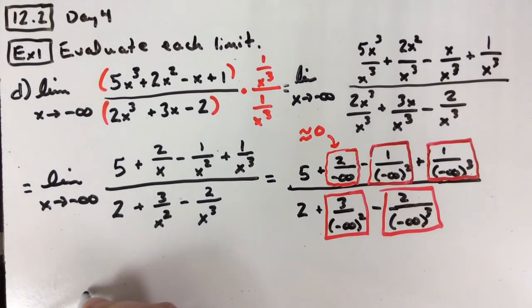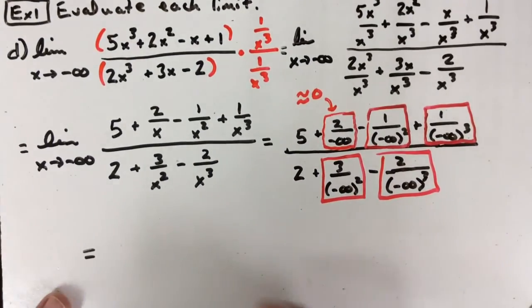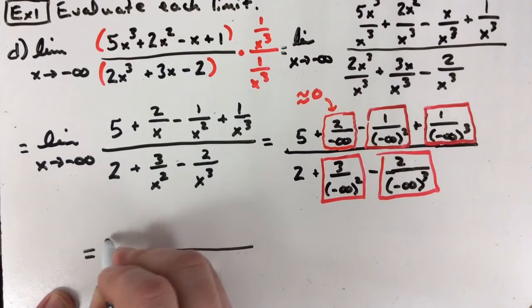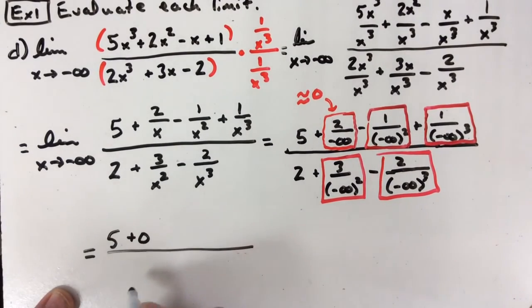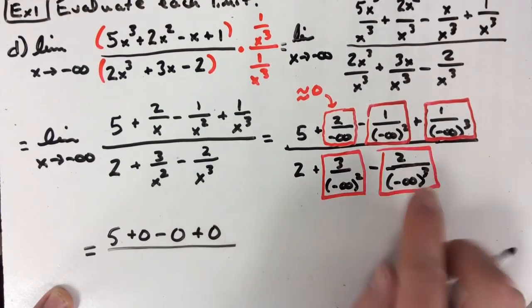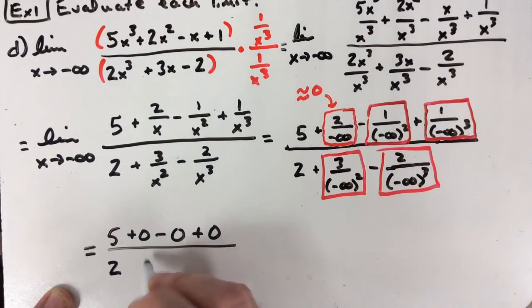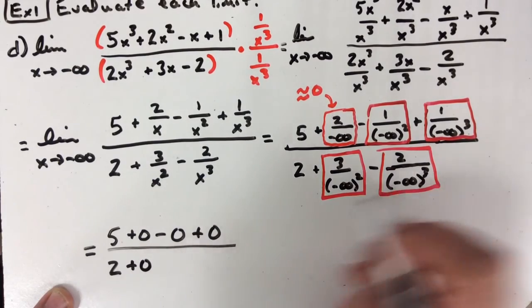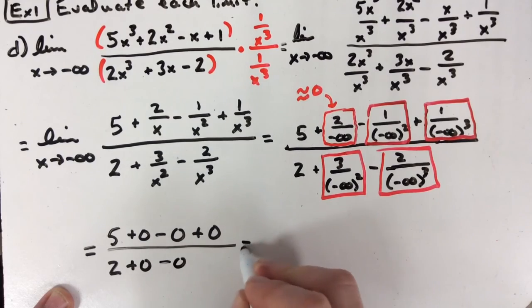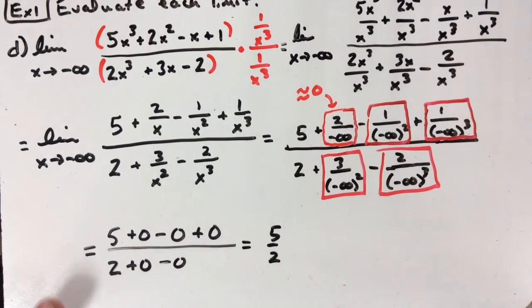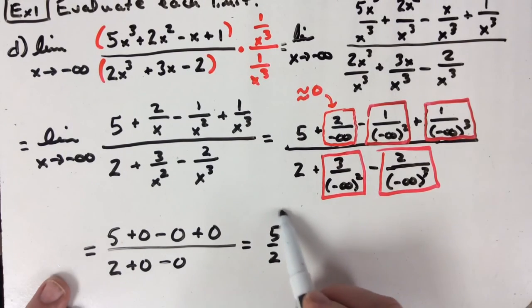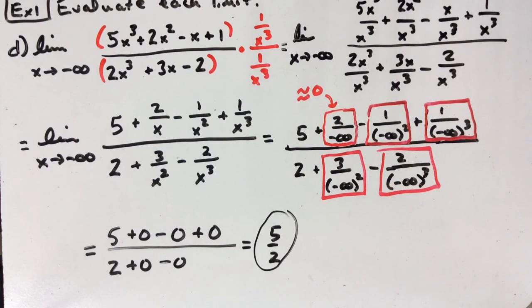So what we end up with is basically this in our next step. We have 5 plus something really close to 0, minus something really close to 0, plus something really close to 0 on the top. And in the bottom, 2 plus something close to 0, minus something close to 0. That just gives us the fraction 5/2. We'd want to reduce that down as much as we can, but that is our final answer on this problem.